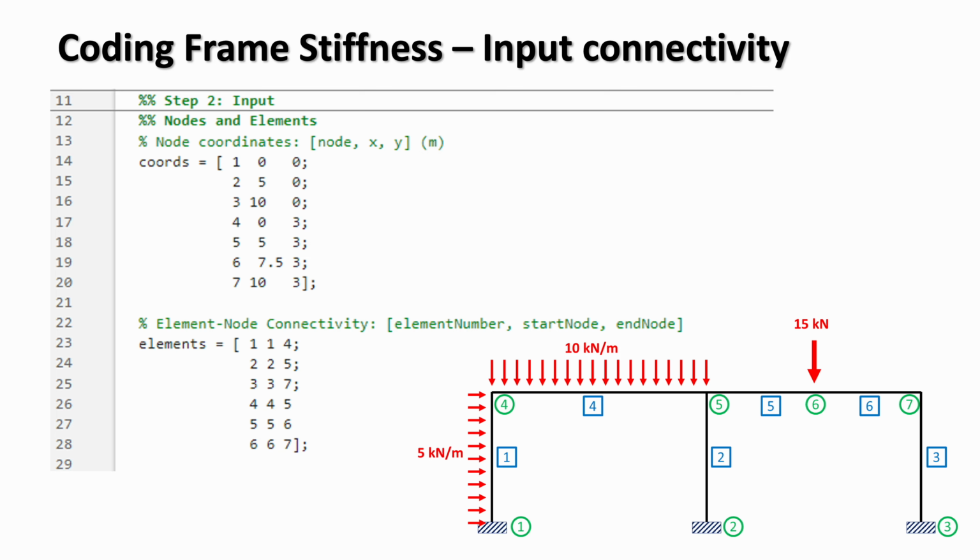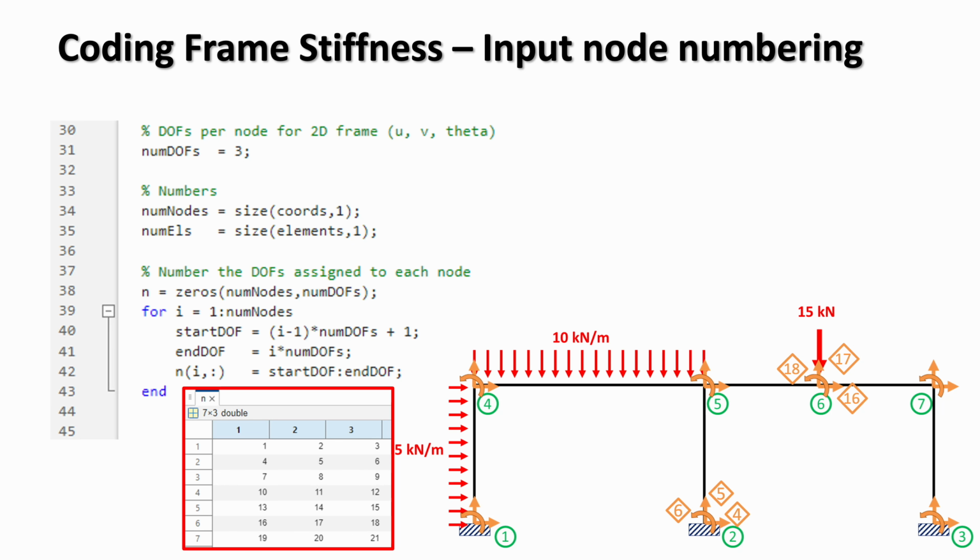In this step, we assign the degrees of freedom to each node of the frame. For a 2D frame, each node has 3 degrees of freedom: the horizontal displacement u, the vertical displacement v, and the rotation theta. So we set num_dofs equals 3 to reflect that. Next, we count how many nodes and how many elements the structure has based on the input we just entered. The loop you see here automatically numbers the degrees of freedom for every node. Node 1 gets degrees of freedom 1, 2, 3, node 2 gets 4, 5, and 6, and this continues all the way up to node 7, which ends at degree of freedom 21.